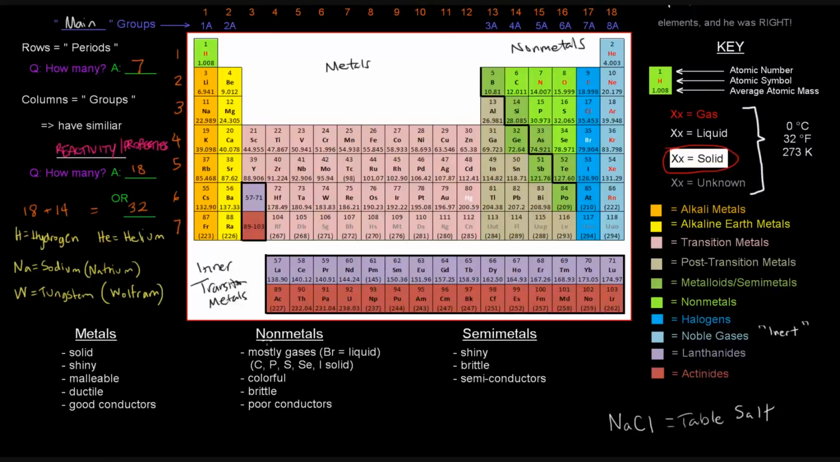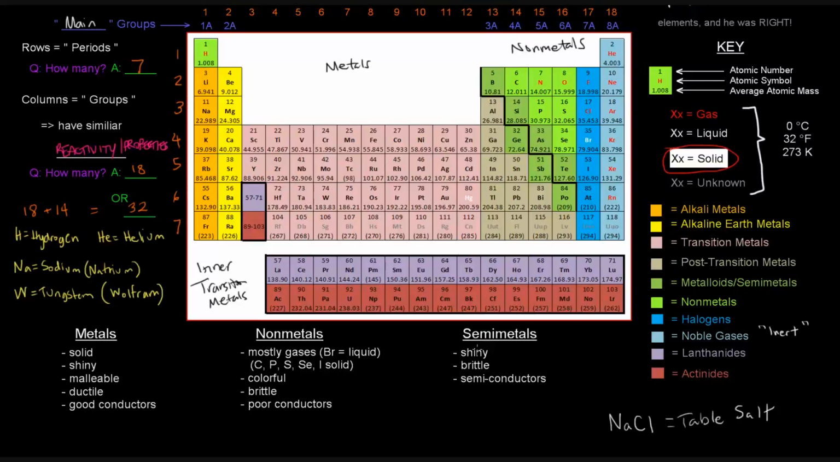Nonmetals, most of them are gases, of course at this temperature. Bromine is a liquid. Carbon, phosphorus, sulfur, selenium, and iodine are all solid. They can be pretty colorful. They can be brittle if they are solid, and they're poor conductors of heat and electricity.